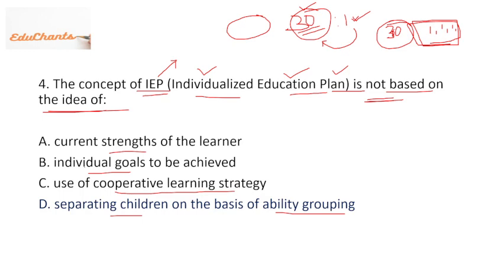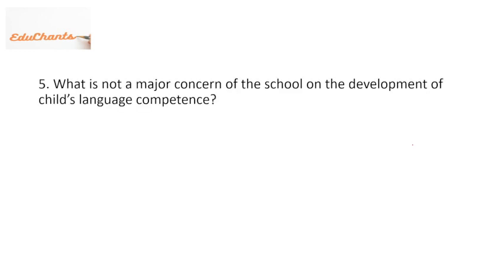That means we should not separate them according to their ability because we should make a heterogeneous group. Heterogeneous, right? Heterogeneous means a combination or mixture of different students from different abilities and different age groups. Okay, so here you have to provide them individualized education, but you should not segregate the students according to their ability, right? Next, what is not a major concern of the school on the development of child's language competence? That means which is not a major concern of the school for the child's language competence.